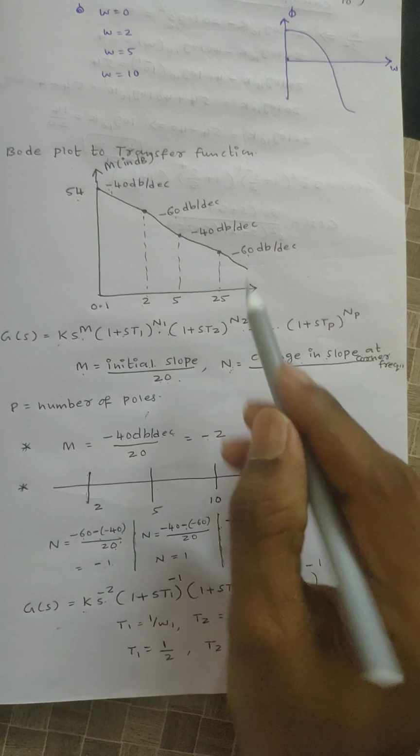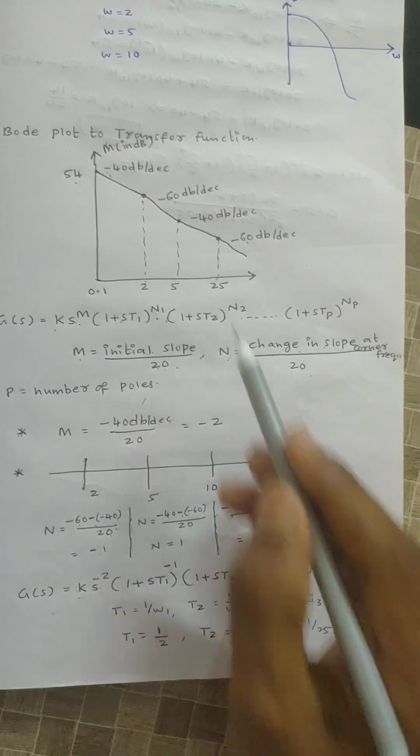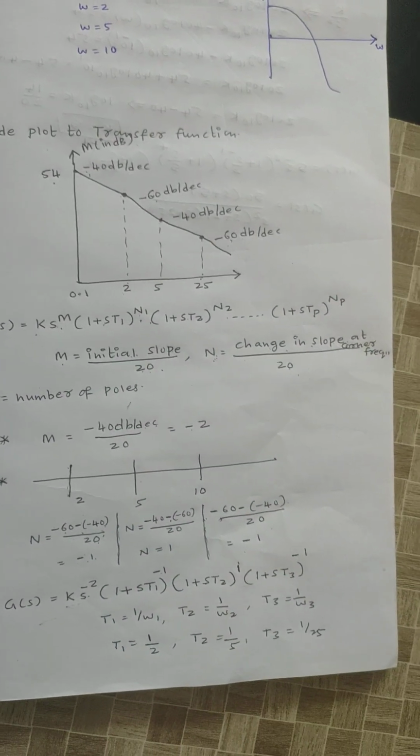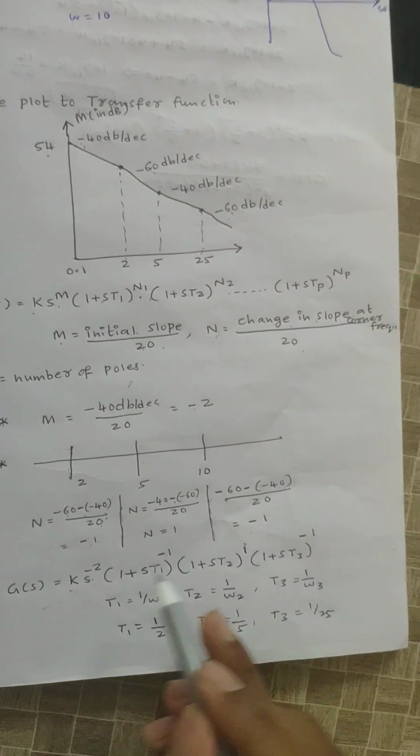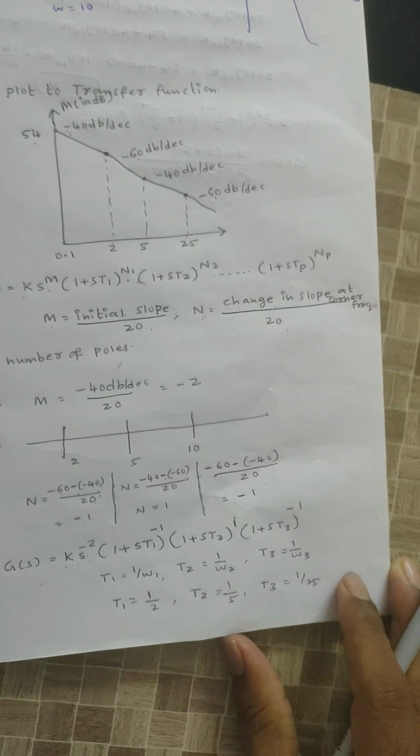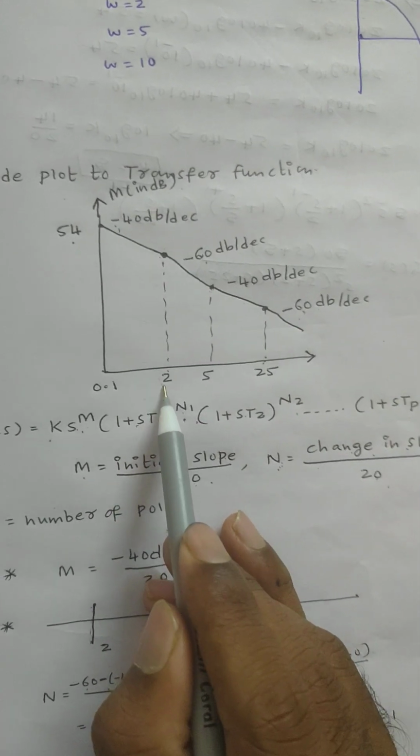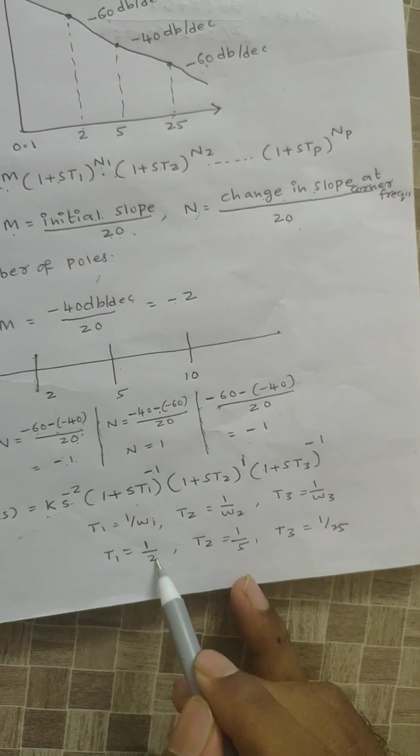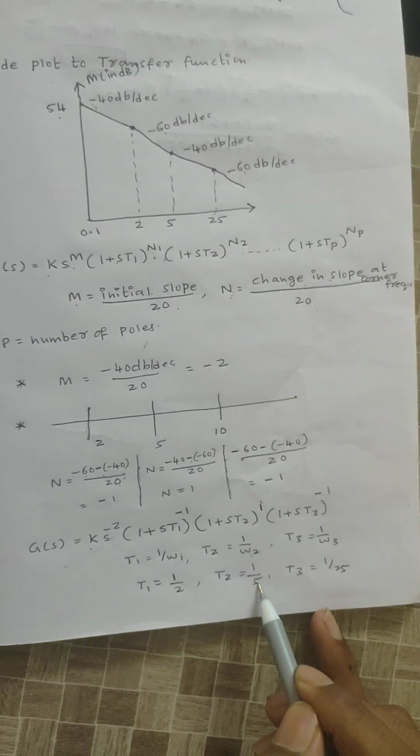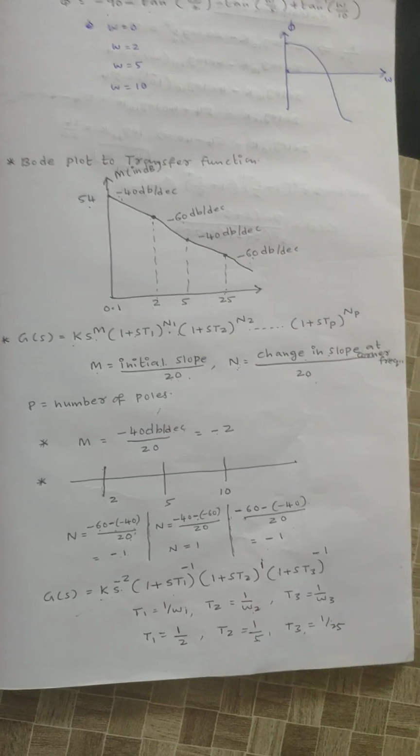Next, at 25 radians per second, the change in slope will be minus 60 minus of minus 40 divided by 20, so the n value will be again minus 1. That means the third term will be (1 plus sT3) to the power minus 1. See here, T1 is equal to 1 by omega 1. Omega 1 value is how much here? 2. Then T1 is equal to 1 by 2. T2 is equal to 1 by omega 2, that is T2 is equal to 1 by 5. T3 is equal to 1 by 25.